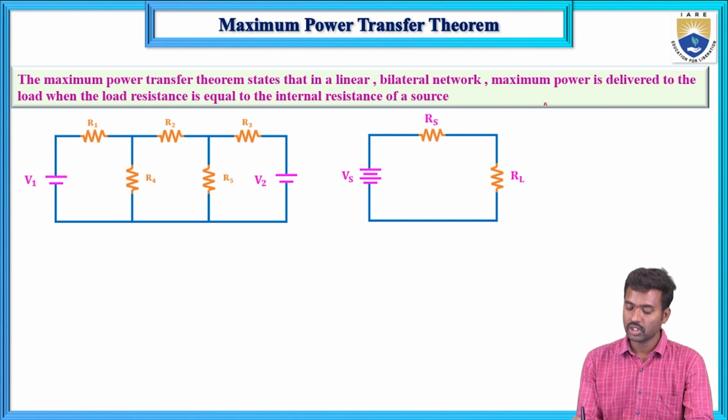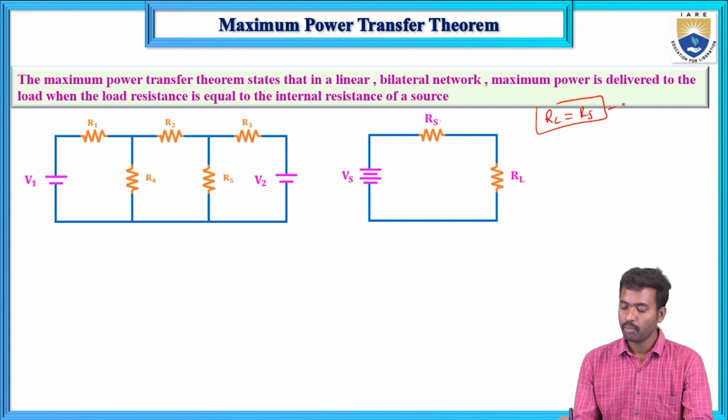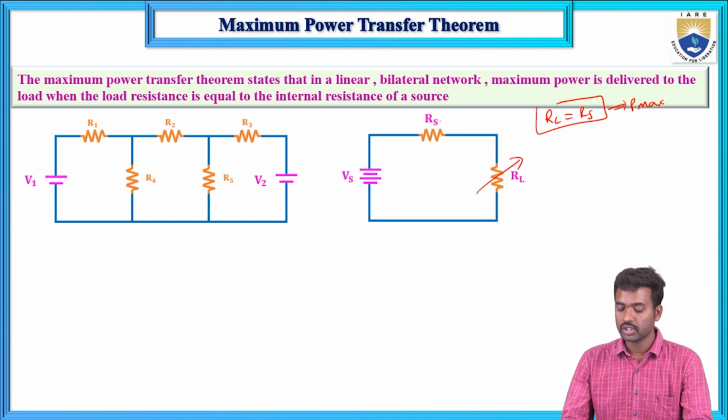When load resistance equals source resistance, then maximum power is transferred to the load. When RL equals Rs, power will be maximum. In all other cases, if it is a variable and you change the load resistance, the maximum power transfer to the load occurs only at the condition where load resistance equals source resistance.